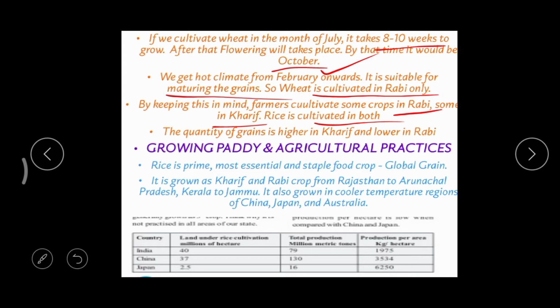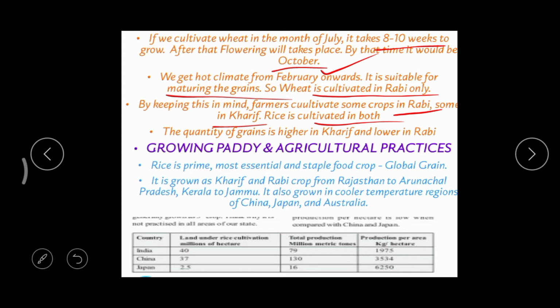The next one, growing paddy and agriculture practices. You know, rice is prime. Prime means first. Okay, and the most essential and staple food crop. Staple means it's a very, very important food crop in our country.